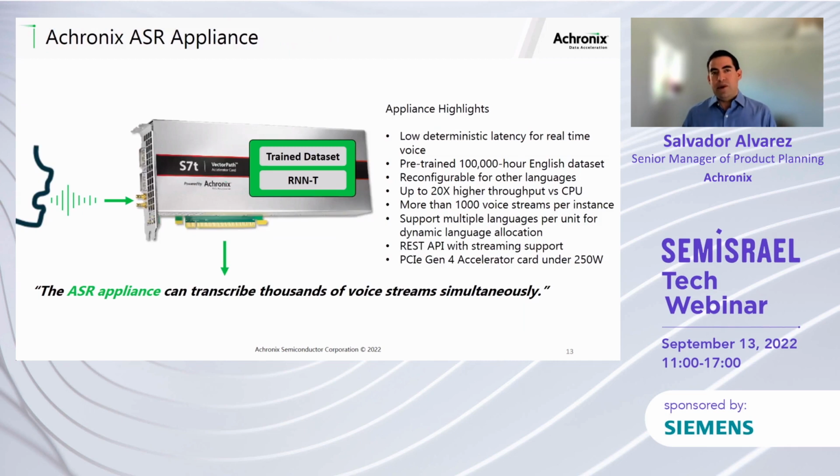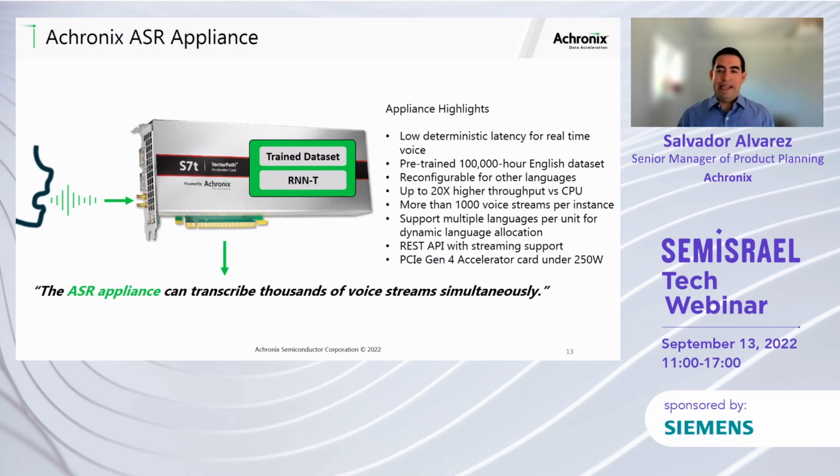So continuing with what we saw in the last slide, here's how we can turn that optimized FPGA with its overlay into an ASR product. The FPGA and the memory used for storage are housed in a PCIe Gen 4 accelerator card, operating under 250 watts. This can be plugged straight into any suitable server.